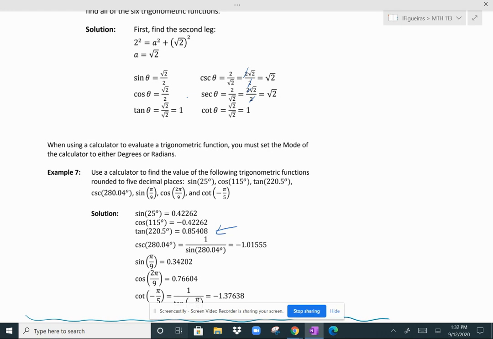Now, once you get to cosecant or secant or cotangent, your calculator doesn't have those trig functions. The majority of all calculators would only have these first 3. So you have to convert cosecant to something that you do know, which is sine. The reciprocal of cosecant is sine. So then you enter 1 divided by the sine of 280.04 degrees, and you get negative 1.01555.